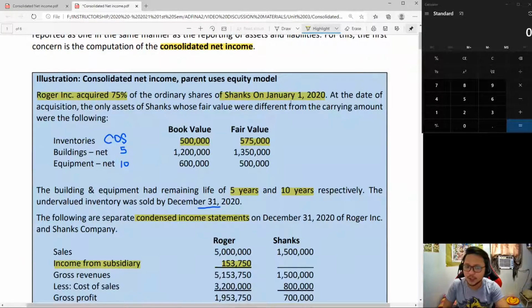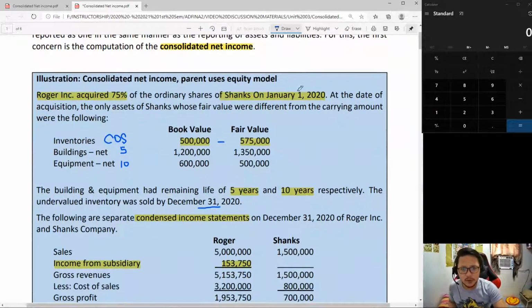On the date of acquisition, January 1, 2020, these assets were found to be overvalued or undervalued. For example, this inventory of 500 actually has a fair value of 575, which will have an impact on our cost of sales. You may ask, why sir?